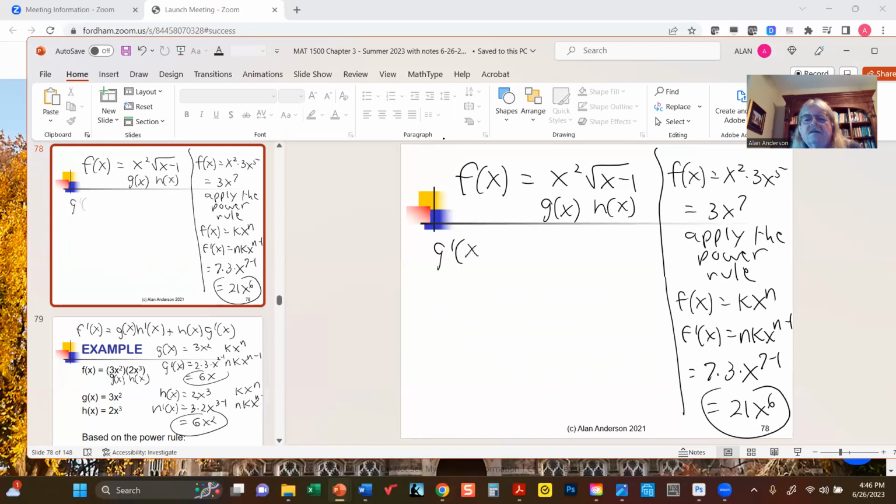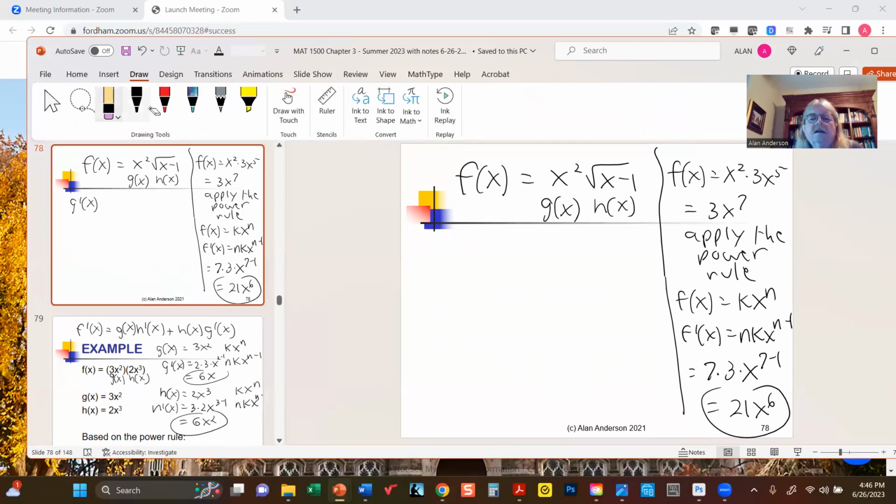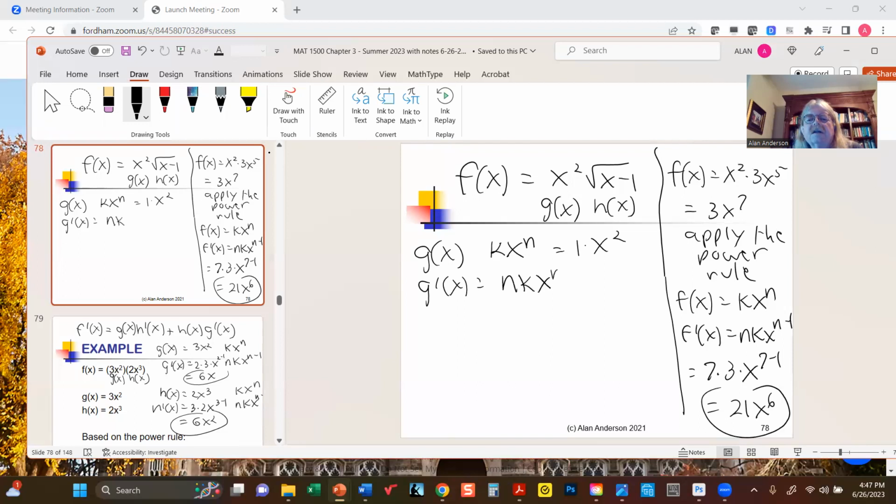G prime of x. Now, by the way, remember, when you have something like x squared, there's an implied coefficient of 1 here. So for g of x, you would have kx to the n, 1 times x squared. G prime of x would therefore be nkx to the n minus 1, 2 times 1 times x to the 2 minus 1, or simply 2x. How about h?